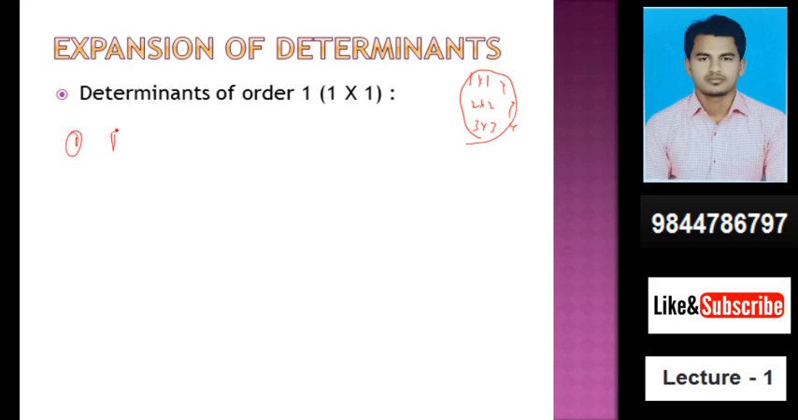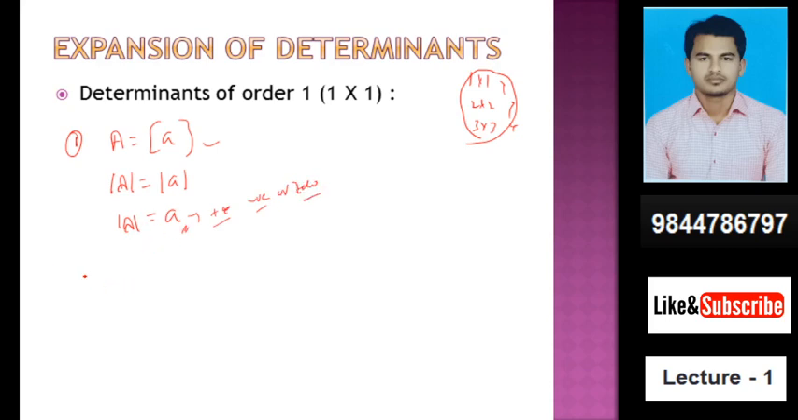Example number 1. If A is equal to, that is A. How are we going to expand this 1 cross 1? First of all, the given matrix has to be converted into determinants. Determinant of A is equal to what here? This is A. This is the value. I told you this value is either positive, negative or 0.